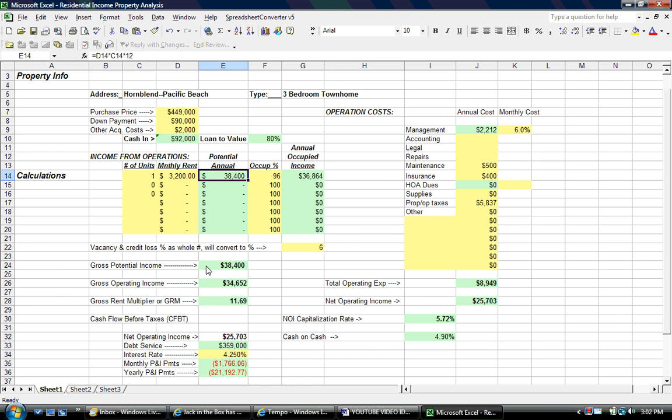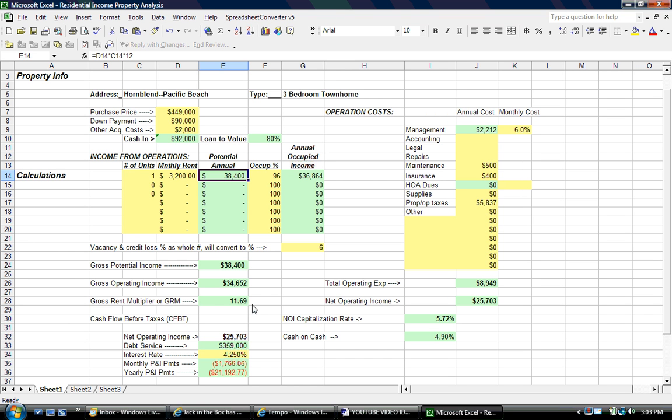And then you take that number and multiply by the gross rent multiplier, and that will get you this number. Or you can look at it the other way. You can take the purchase price divided by the gross potential annual income, and you will then get the gross rent multiplier. Now, how does this number help you determine the value of a building in a particular area?